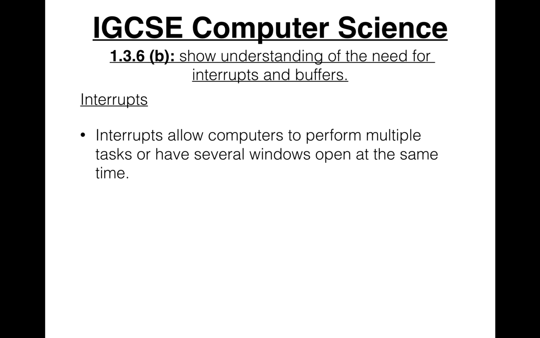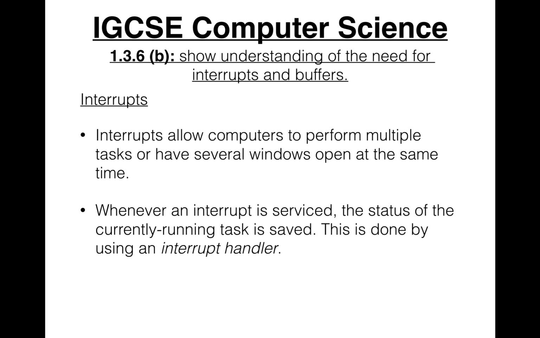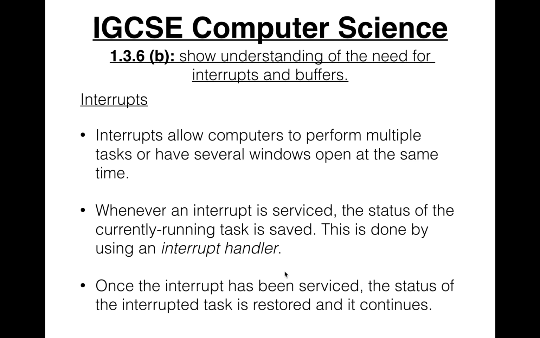Interrupts allow computers to perform multiple tasks, or to have several windows open at the same time. Whenever an interrupt is serviced, the status of the currently running task is saved, and this is done using an interrupt handler. Once the interrupt has been serviced, the status of the interrupted task is restored, and the processor continues what it was doing.